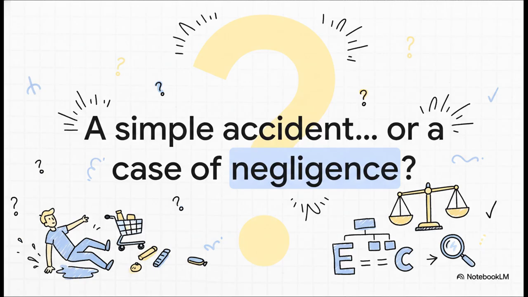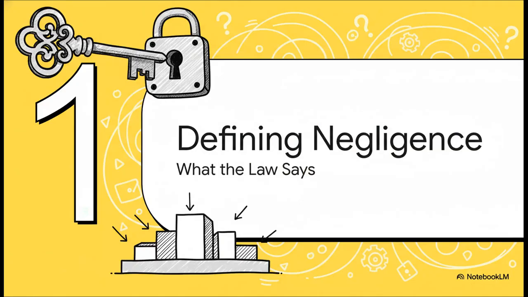Okay, picture this. You're in a grocery store, and someone slips on a wet floor. Was that just bad luck? Or was the store actually negligent? I mean, how do courts even begin to decide who's responsible? Well, it turns out there's a really clear method, almost like a legal equation, that they use to solve this exact kind of mystery.